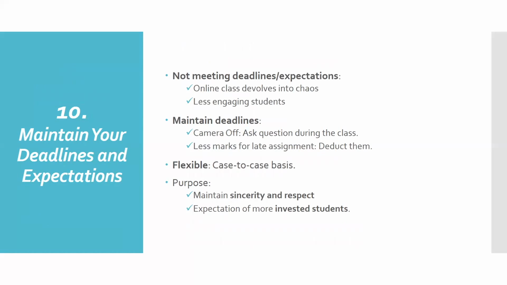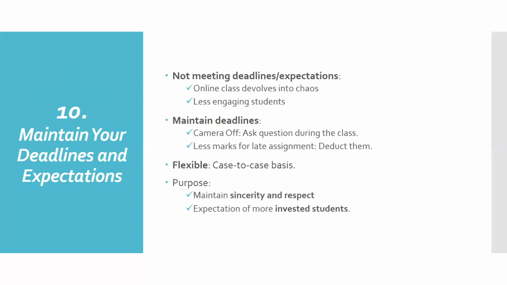Having had a talk about setting expectations, now is the time of meeting those expectations, which is our next strategy. Maintain your deadlines and expectations. There is no doubt in saying that setting and meeting deadlines and expectations help in the smooth functioning of class. If an online class devolves into chaos, or if the students do not engage in discussion forums, it is likely because they do not take the deadlines and the set expectations seriously. It is you as a teacher who can ensure that the students meet the expectations.